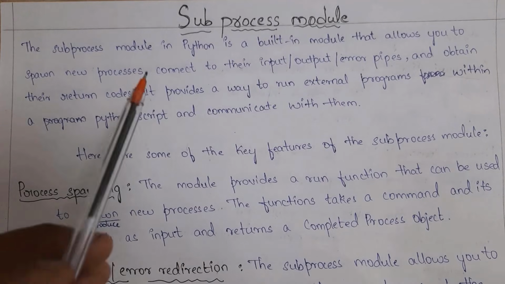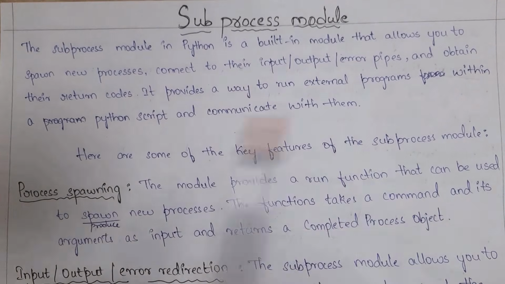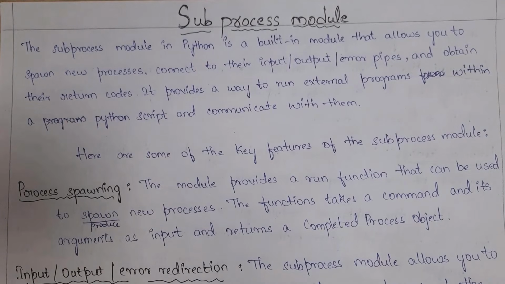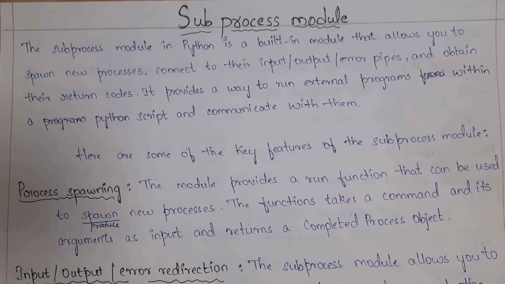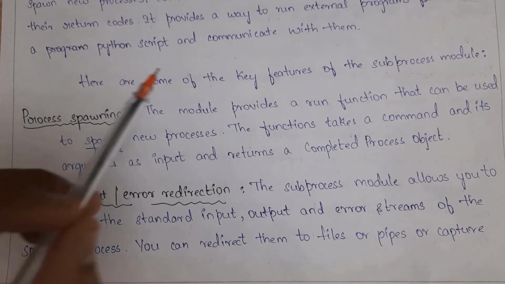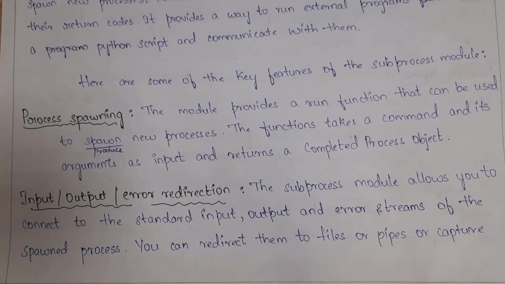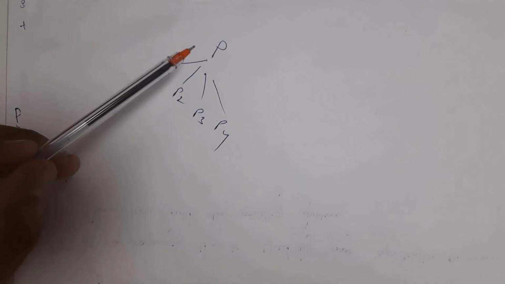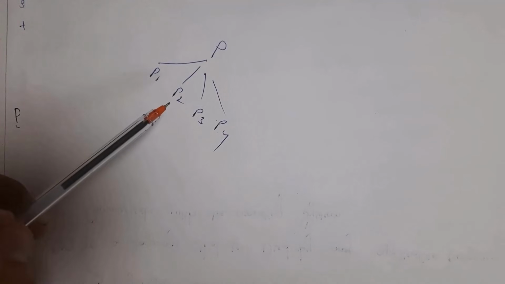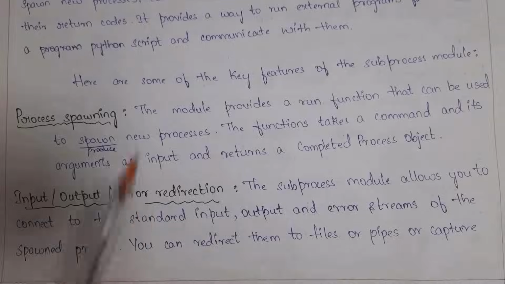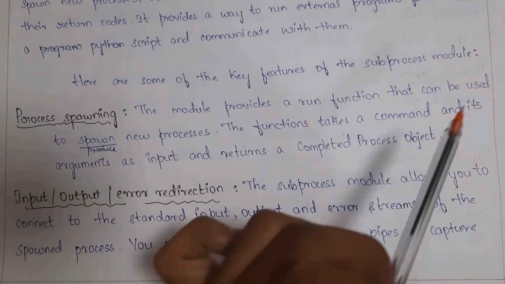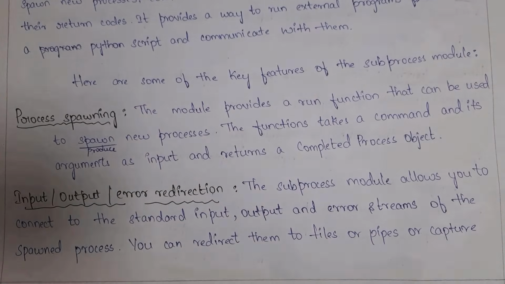This subprocess module provides a way to run external programs within a Python script and communicate with them. Meaning of this is, by using the subprocess module we can execute external programs within Python. For example, if you consider a C program, we can run the C program in Python itself. Here are some of the key features of the subprocess module, and the first one is process spawning. Process spawning is nothing but dividing a parent process into child processes and executing them. This subprocess module provides a run function that can be used to spawn new processes.